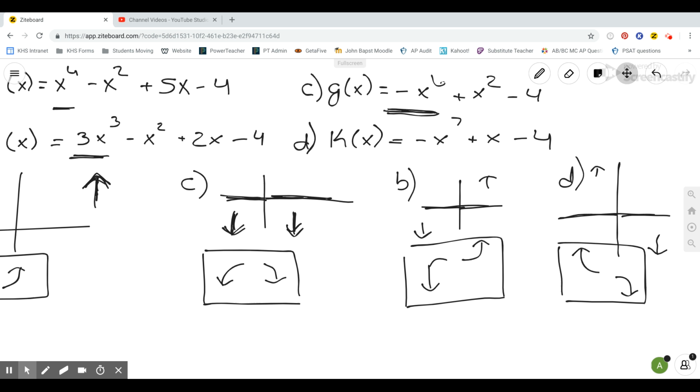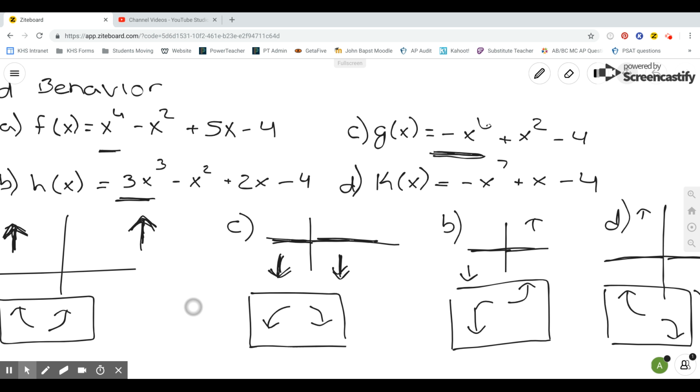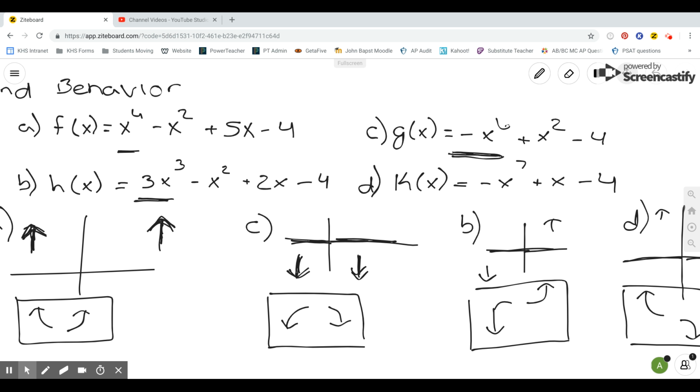And remember, it doesn't matter about the other terms. So in A, x to the 4th minus x squared plus 5x minus 4, it doesn't matter about the negative x squared plus 5x minus 4, because when you're plugging in really, really large numbers of x, those are going to get overshadowed by that x to the 4th term. X to the 4th is just going to take over and control your function. So all you need to do is look at that first term and make sure it's going in descending order of degree. You may need to rewrite it.